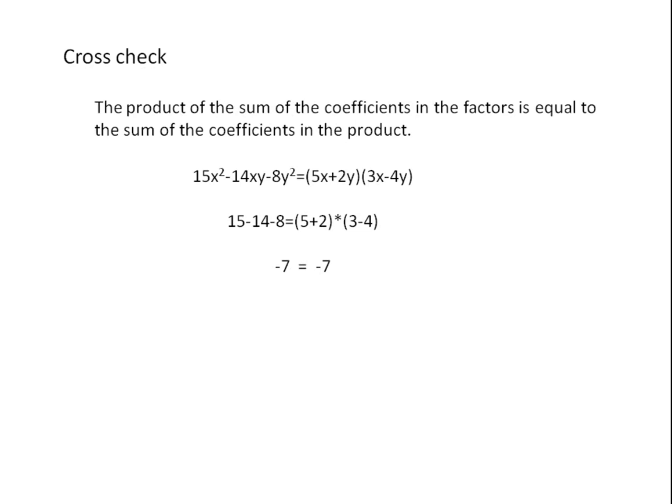Now this is what we are speaking of in the statement above: the product of the sum of coefficients. The sum of coefficients is 7, the sum of coefficients is minus 1, which is equal to the sum of coefficients in the product. We can use this method for all kinds of equations, whether they are cubes, quadratic equations, binomials, anything. This is a way where we can cross-check whether we are going in the right direction, so that means we didn't commit any error.